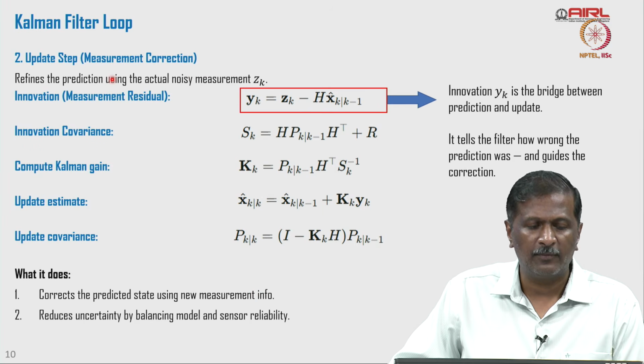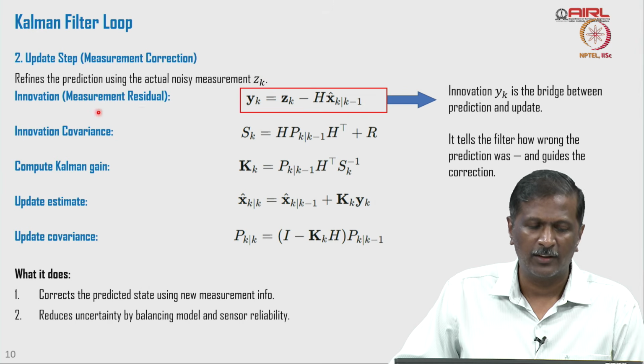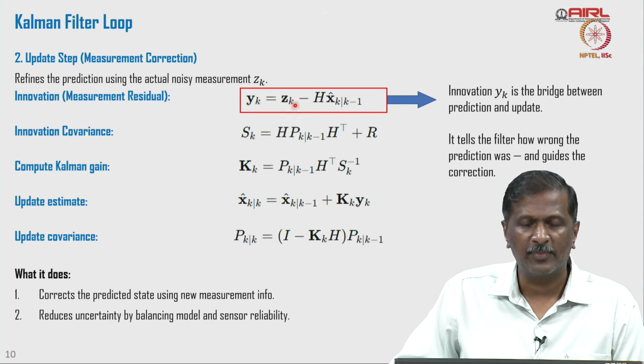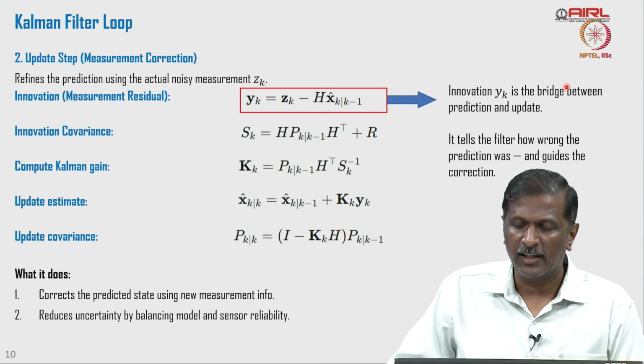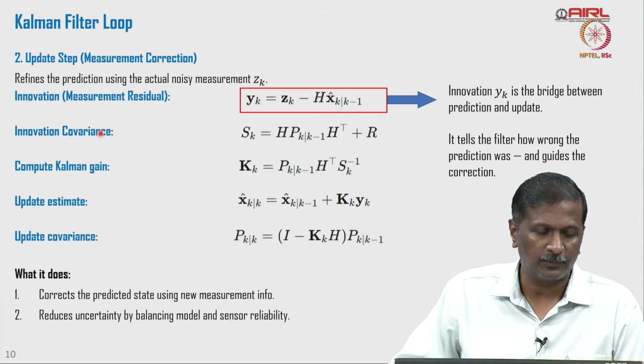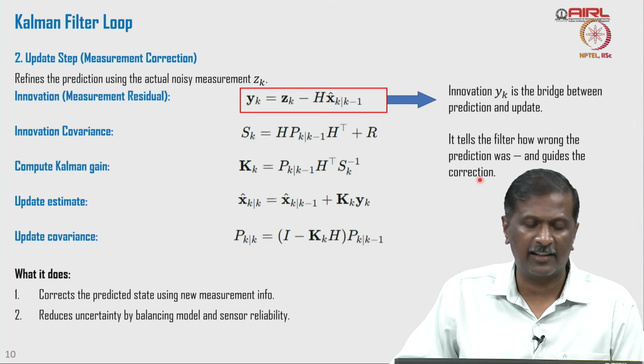The update step is a measurement correction. It refines the prediction using the actual noisy measurement Zk. The innovation, that is the measurement residual, Yk is Zk minus H x k given k minus 1. This innovation Yk is a bridge between the prediction and update. The innovation covariance Sk is H P k given k minus 1 H transpose plus R. It filters how wrong the prediction was and guides the correction.